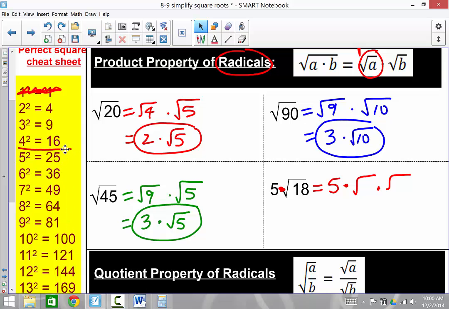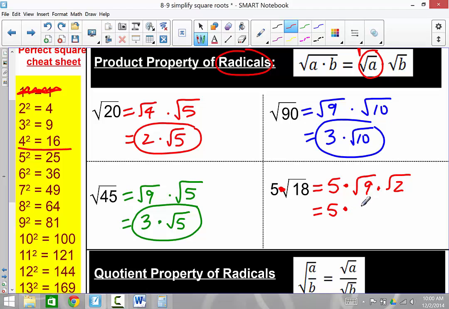So for 18, I have these numbers to choose from. Well, I know 16 doesn't go into 18. However, I do know 9 goes into 18. 18 divided by 9 is 2. So the 2 factors I broke the 18 into are the square root of 9 times the square root of 2. Okay, let's go ahead and simplify. We're going to keep the 5 exactly the same here. The square root of 9 equals 3. The square root of 2 is irrational and I can't break it down, so we're going to keep it as is.